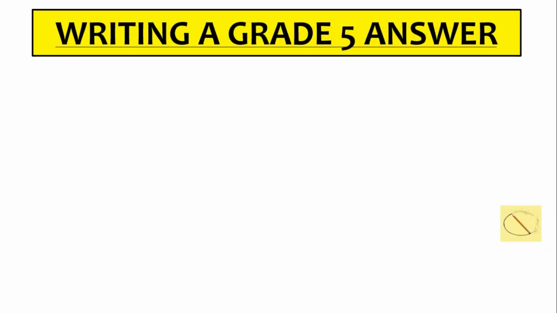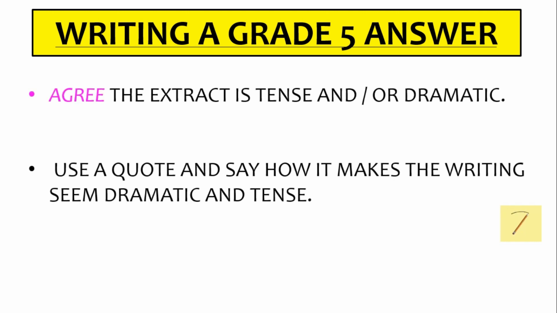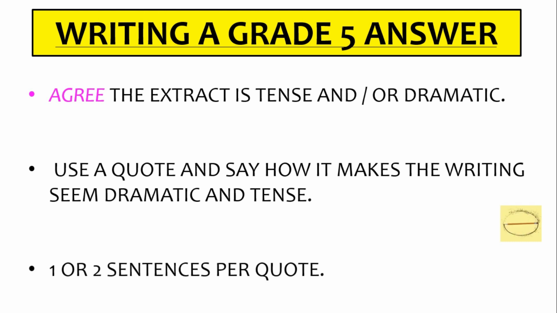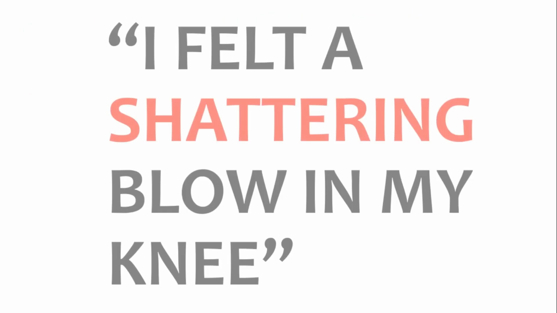So to write a grade 5 answer in this question, it's the same as the how question. Basically agree with it before, use a quote and say why it makes it dramatic, one or two sentences per quote. So we want 8 or 9 quotes if possible, not 2 PEs, about 2 quotes.